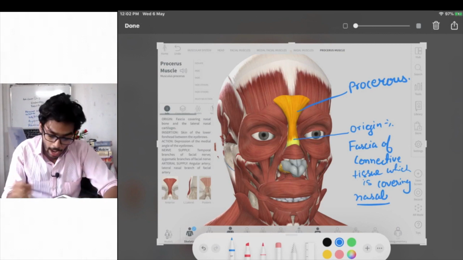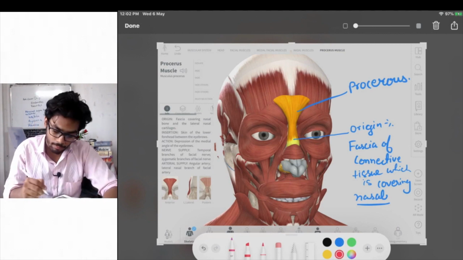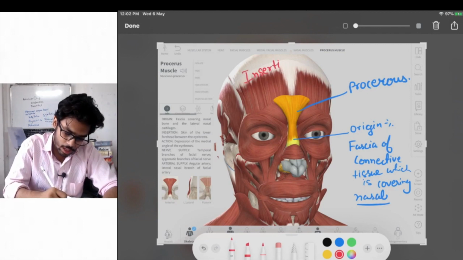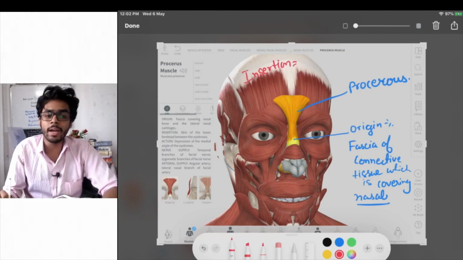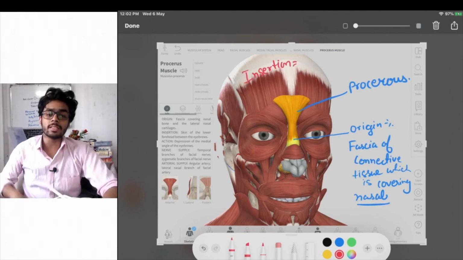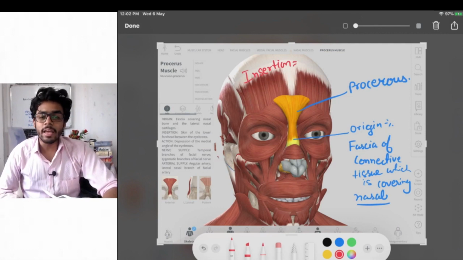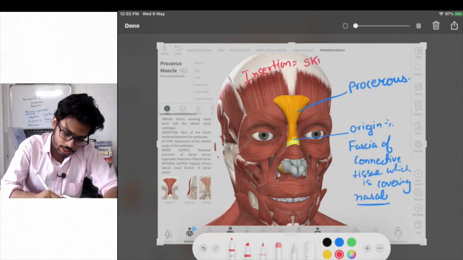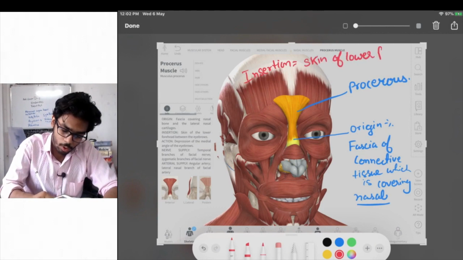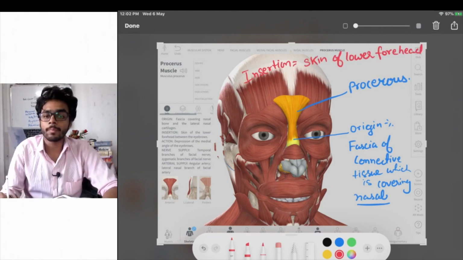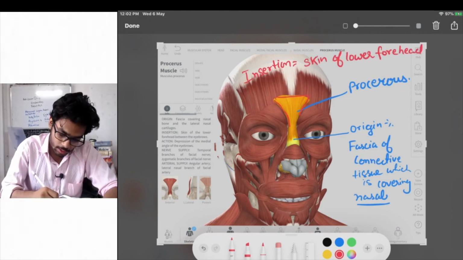Okay, and now the point of insertion. Where is it inserting itself? It is inserting itself into the skin of the lower forehead. Insertion is the skin of the lower forehead. Am I clear? Between the eyebrows. Can you see here? Between the eyebrows.